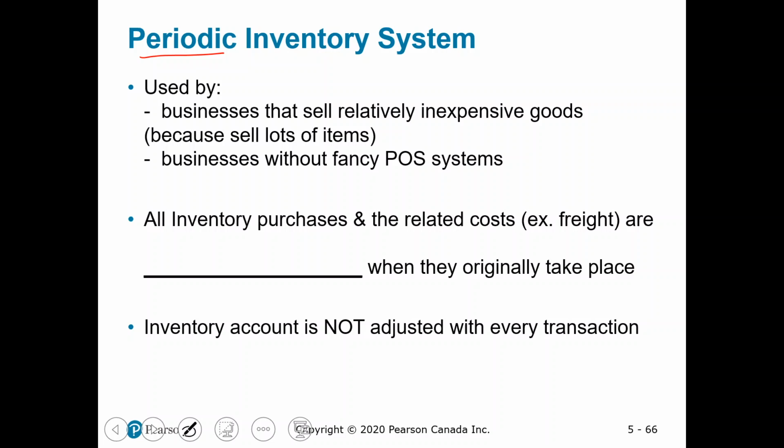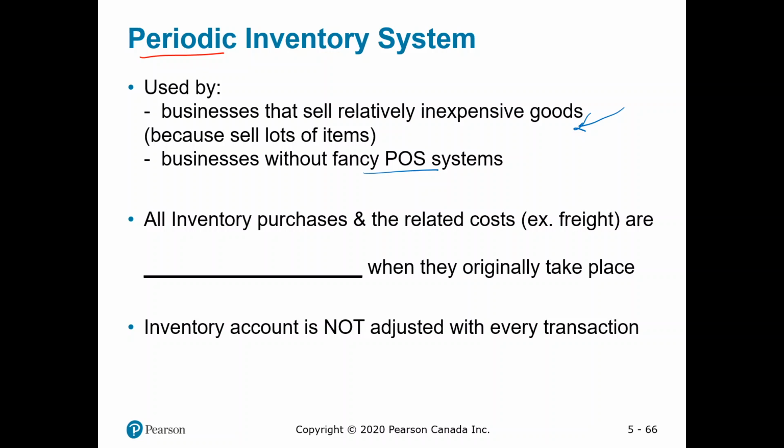So the periodic system is used by businesses that sell relatively inexpensive goods, and therefore they're selling a lot of them. And they don't have a point of sale system. So they don't have a system where whenever they sell it, they can scan a barcode and it automatically updates their inventory. And because they don't have that system, it's just too time consuming and it would cost too much to track selling all of these small, inexpensive goods, because it would be someone's full-time job just to know how many of these items were being sold.